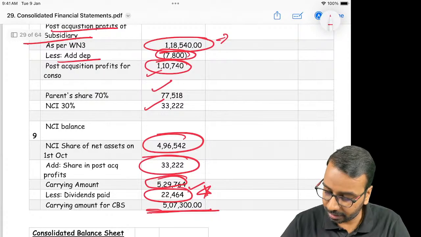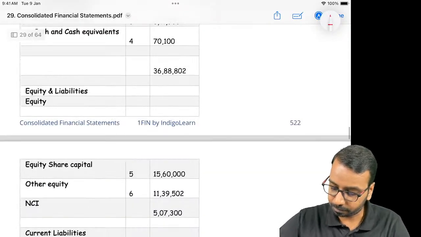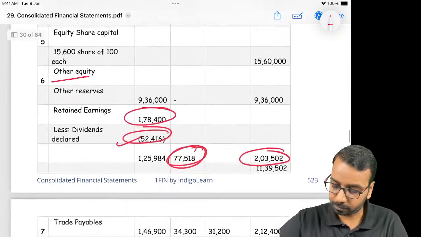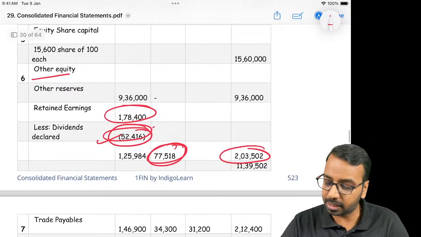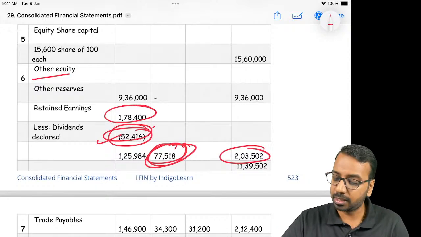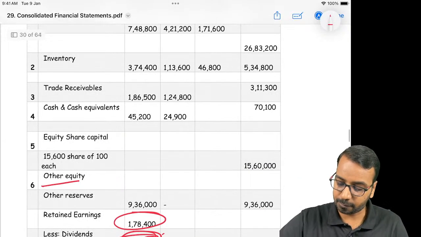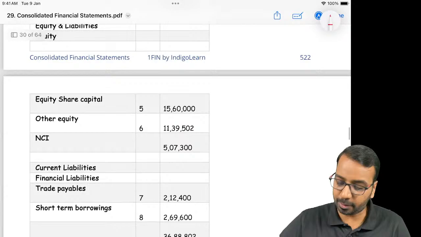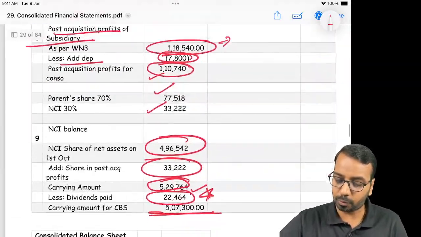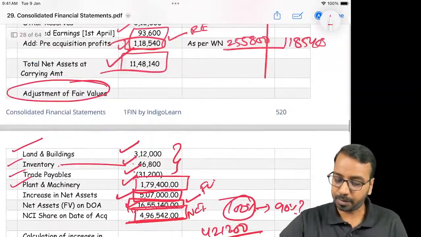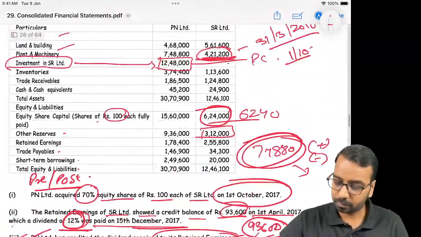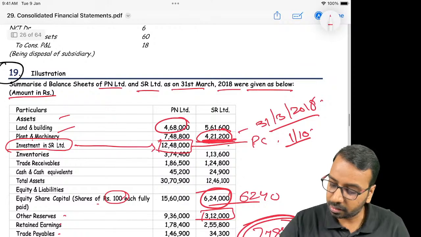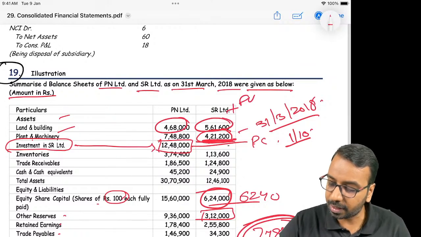Okay, so this dividend we have reduced it, and because it has been adjusted automatically in the subsidiary's profits, you will get the closing balance, right? Now coming to the consolidated balance sheet, there is no other adjustment you have to do. What you have to do is simply take up land and building, parent, subsidiary plus fair value adjustment.